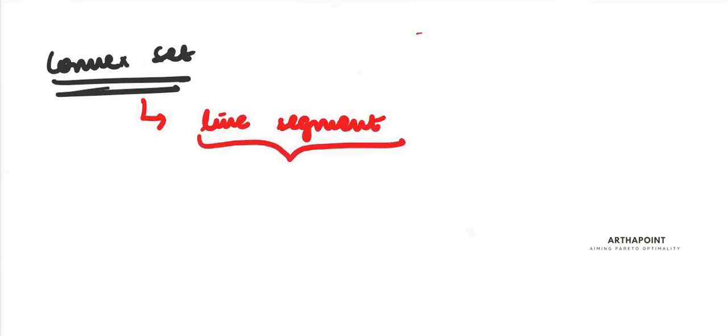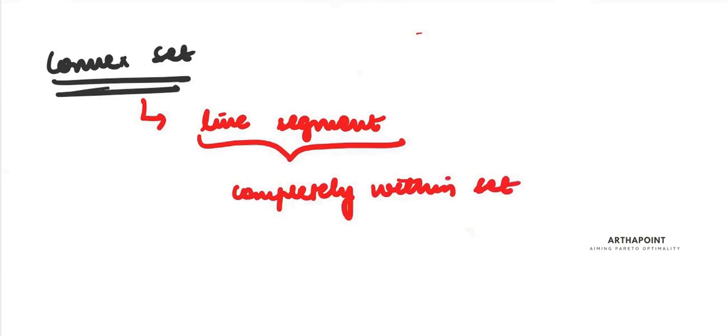What is a convex set? A convex set is any set such that if you draw a line segment in that set, the line segment should lie completely within the set. So that said that if you draw a line segment, that line segment should have the weighted average bundle being preferred. But this says that whatever line segment you draw, it should lie completely within the set.